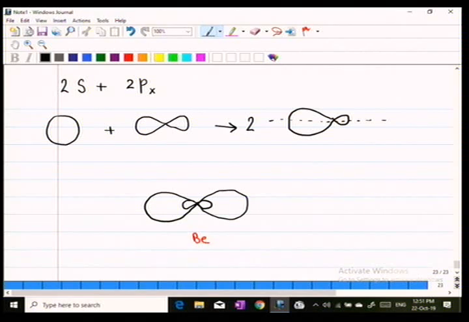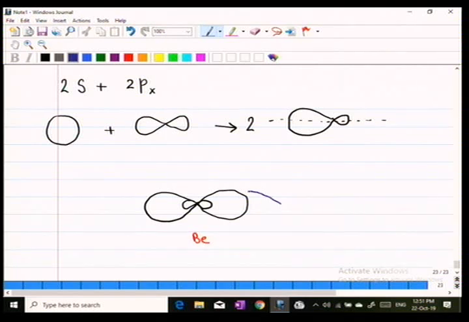Guys, chlorine is present in the 17th group, which is a p block element. Therefore, the outermost orbital of the chlorine is the p. No dear, it's p, not d. Chlorine is the group 17 element, which is a p block element. So chlorine uses its p orbital for the bond formation purposes. So guys, look at this.